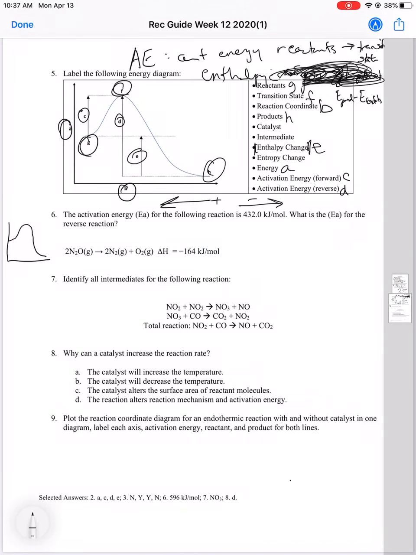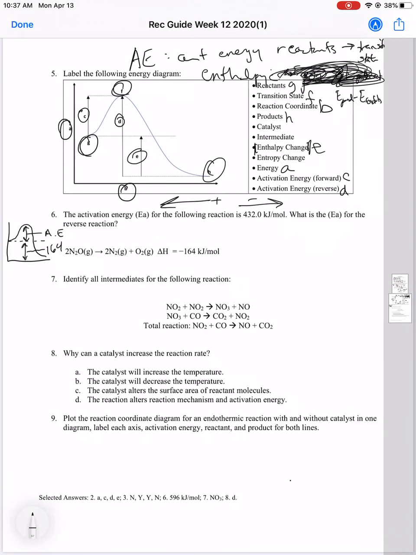Now, our activation energy, remember, is the difference from where our reactants start to the transition state. So that's going to be our activation energy. And then our enthalpy, I'm just going to take the absolute value of the enthalpy, and that's going to be 164. That's going to be our delta H right there.